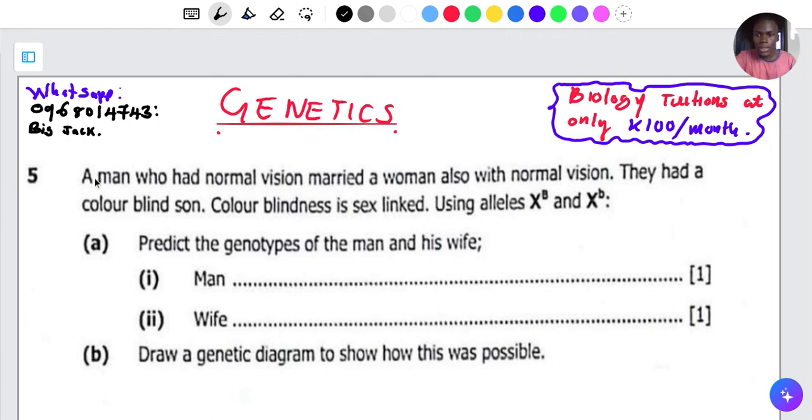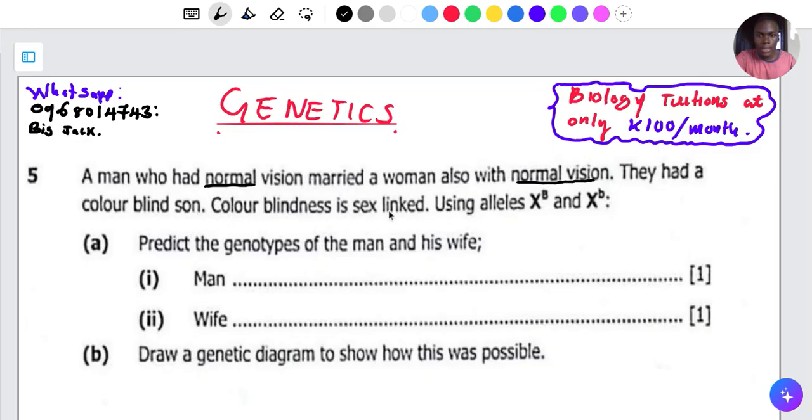So the question is saying a man who had normal vision married a woman also with normal vision. So we have normal as well as normal. So they had a color blind son. Someone who is normal and someone who is normal, how is it possible? Normal having a color blind son. So let's see. The question continues.